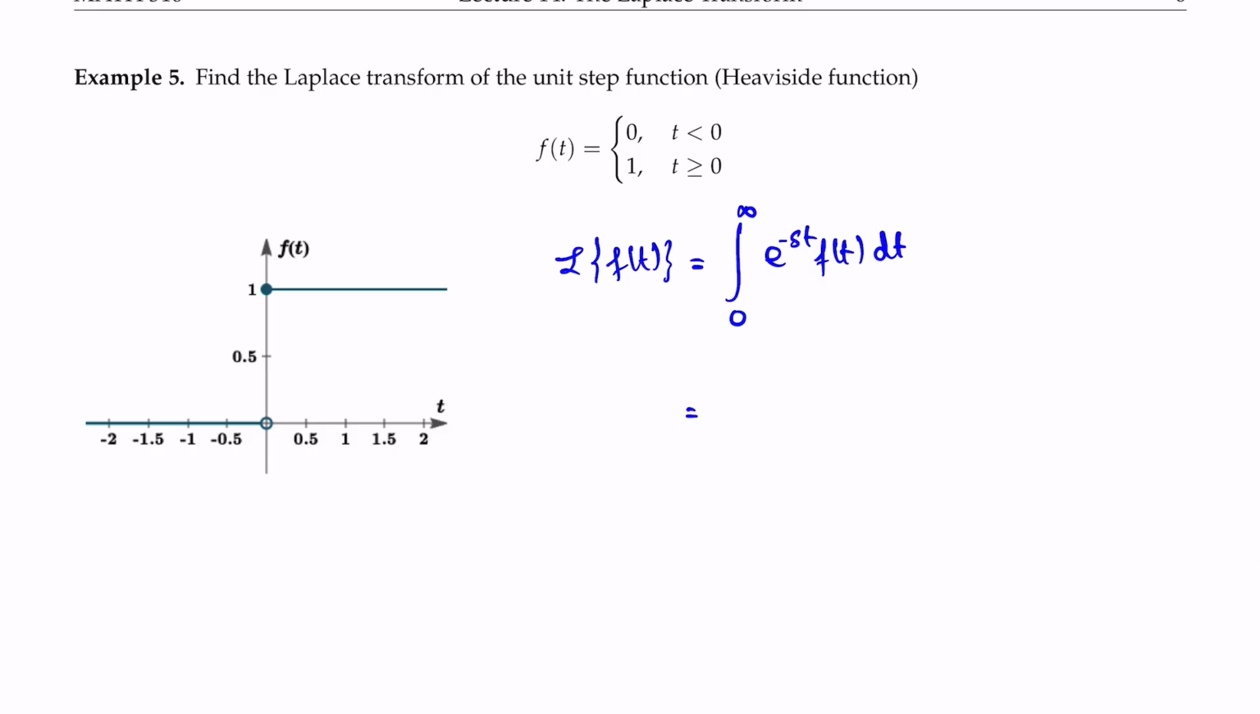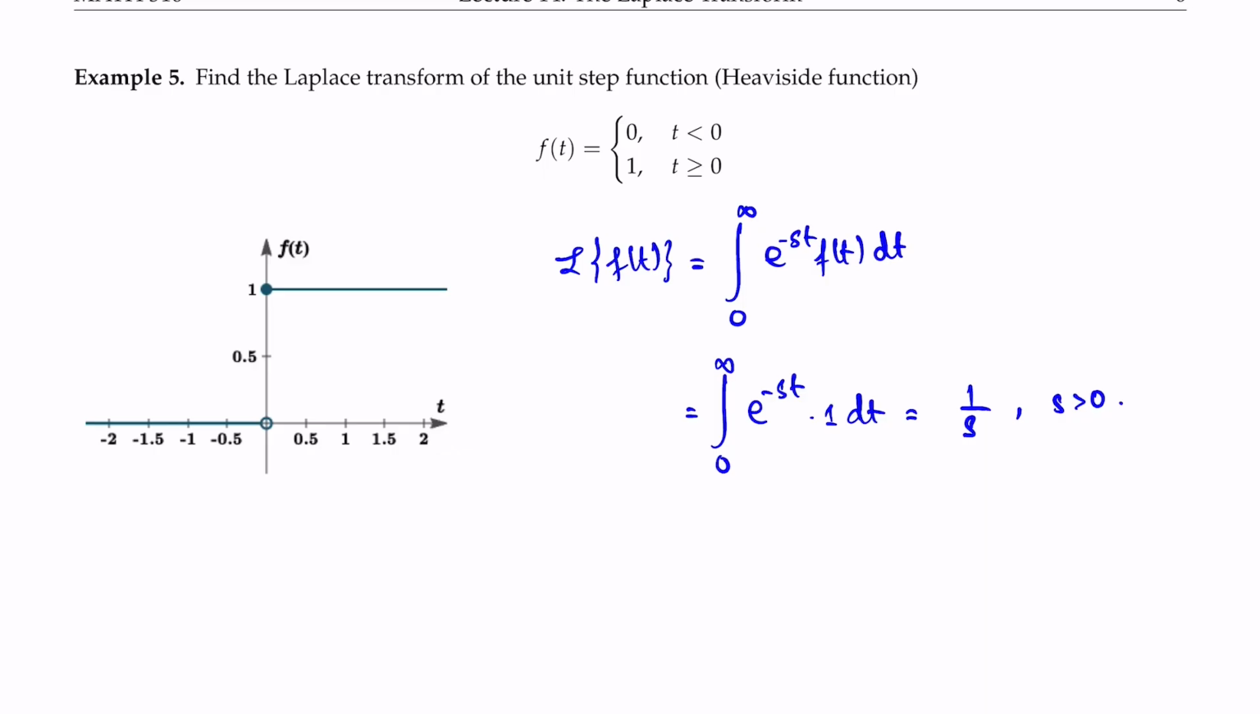And this is equal to the integral from 0 to positive infinity of e to the negative st times 1 dt. Obviously, we have done this already in the first example when you find the Laplace transform of 1. And this is going to give you 1 over s, given that s is greater than 0. So the Laplace transform of this unit step function is 1 over s, given that s is a positive number.